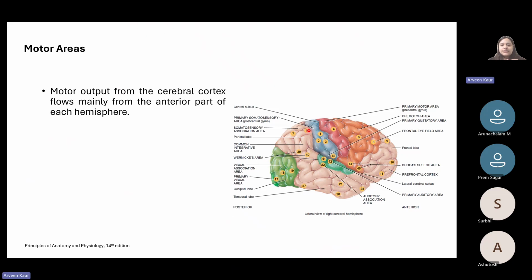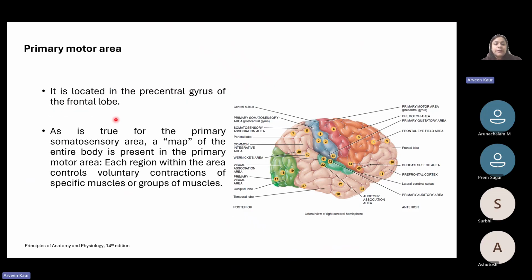Then come the motor areas, these areas, right? Motor output from the cerebral cortex flows mainly from the anterior part of each hemisphere. It is located in the precentral gyrus of the frontal lobe, this particular region, as is true for the primary somatosensory area. A map of the entire body is present in the primary motor area as well, which is the motor homunculus that we talked about.